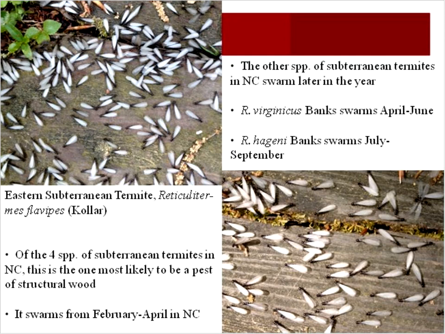Of the other species of subterranean termites in North Carolina that swarm later in the year, Reticulitermes virginicus is probably starting to swarm now. It will swarm from April to June. And Reticulitermes hagenii swarms from midsummer, say July, into late summer or early fall.